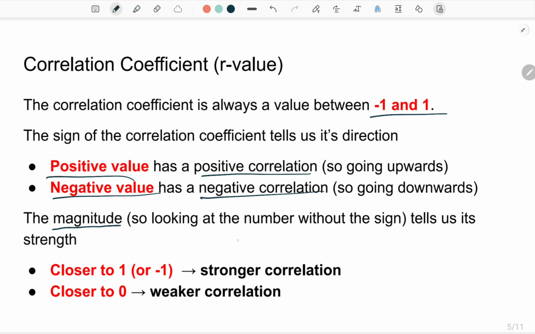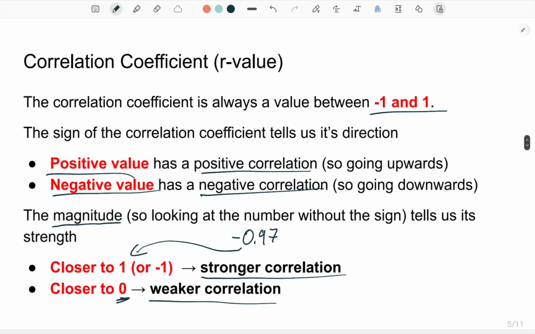So if I were looking at -0.97, let's just think about it without the sign. The sign's telling us the direction, but 0.97 is very close to 1. And so the closer your value is to 1, or you could still think of it as closer to -1, that tells you that you have a very strong correlation. However, as you get further and further away from 1 or -1, so closer to 0, that tells you you have a weaker correlation.